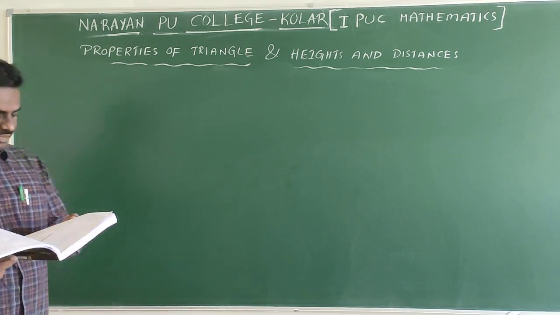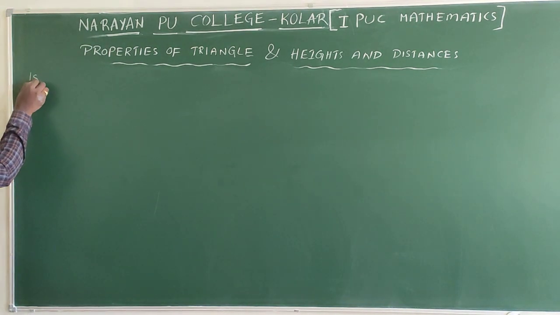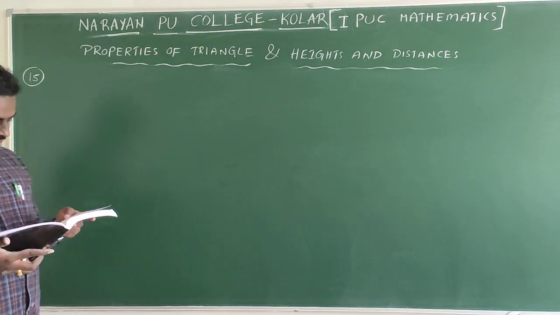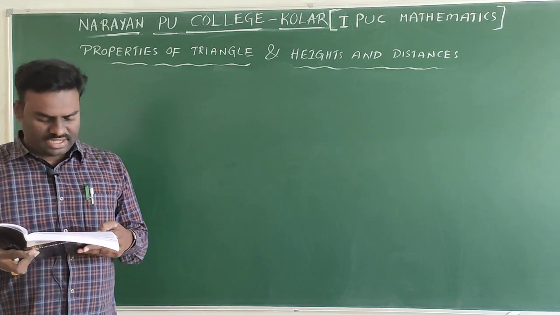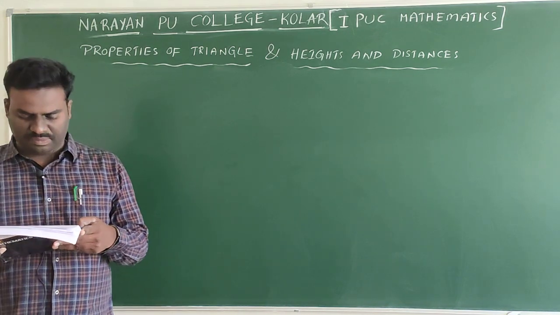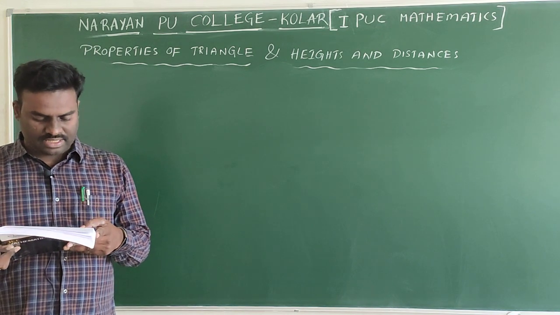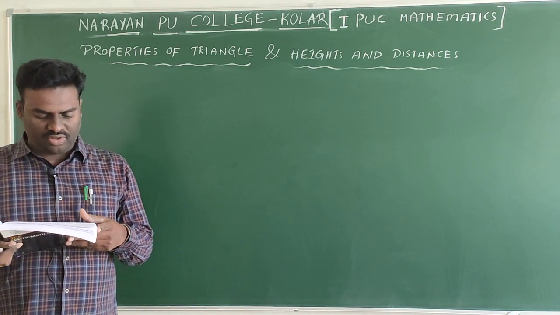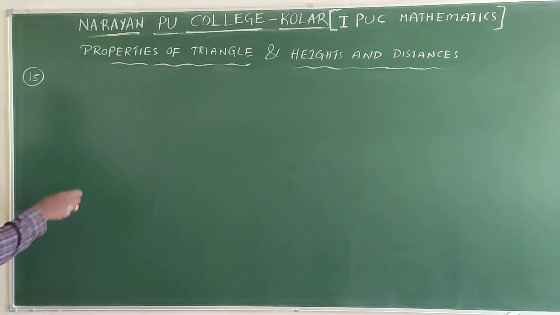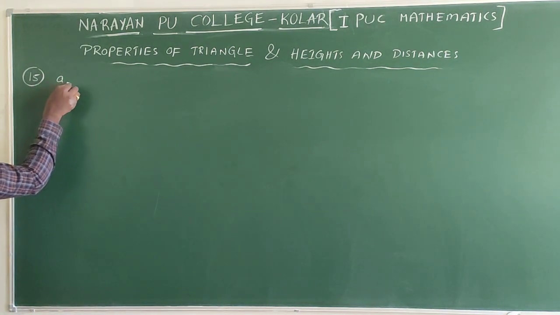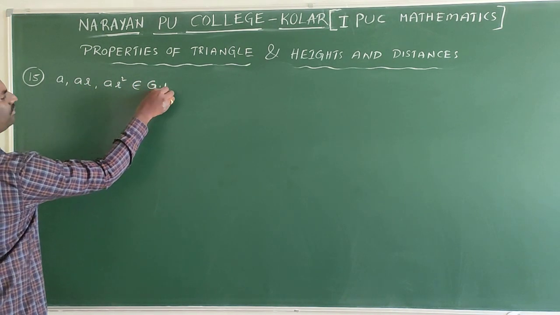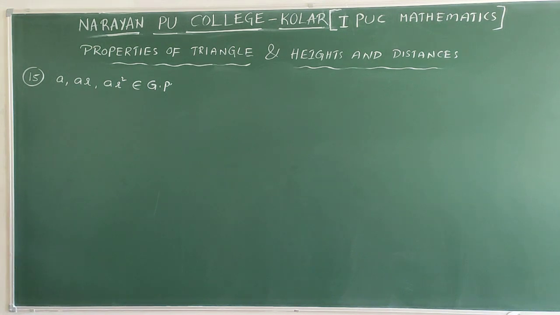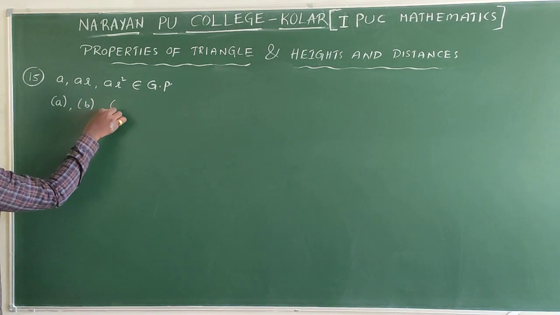Next, the 15th question. In the 15th question, if the sides A, B, C of a triangle ABC form successive terms of a GP with common ratio R greater than 1, which of the following is correct? See, generally GP means we are taking the terms A, AR, AR square. So these are the three successive terms. First is A only, AR means B, AR square means C.